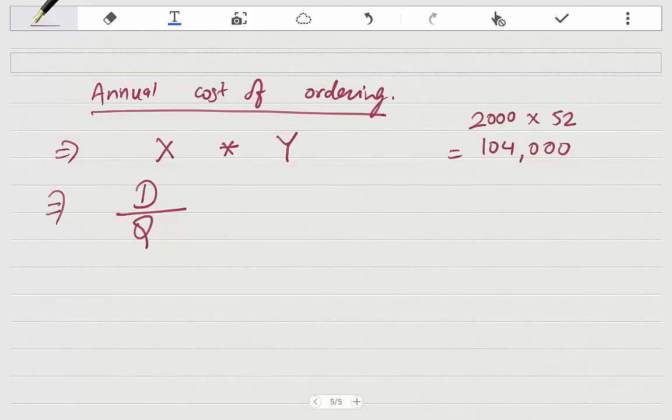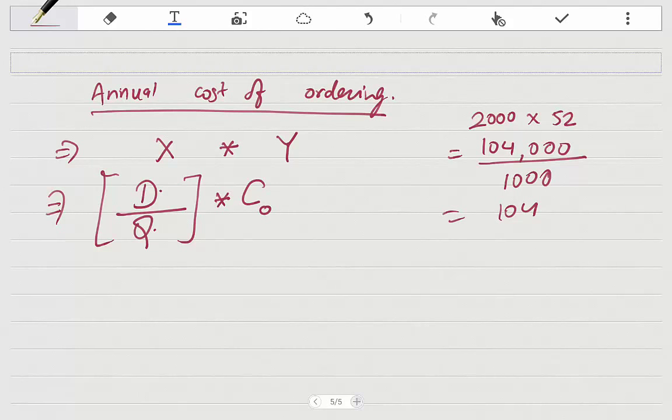So if you decide to order Q units every time, you're going to order D divided by Q times, right? So if you had a total demand of 104,000, and every time you order 1,000, you'd order 104 times. So D by Q is how many times you're going to order. Let's call the cost every time you order the cost of ordering, CO. The annual cost of ordering now is D, which is your annual demand, divided by Q, the amount you're going to order, multiplied by CO.